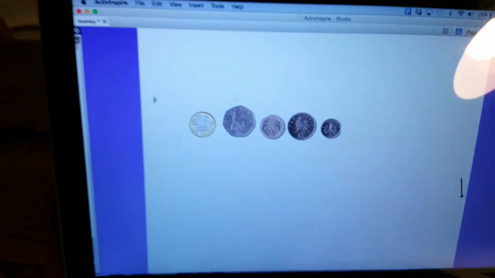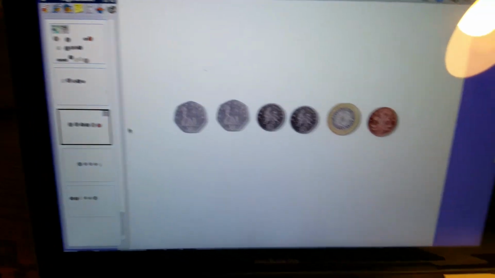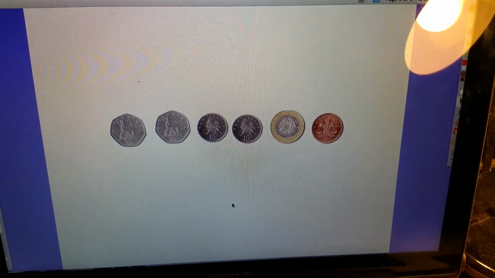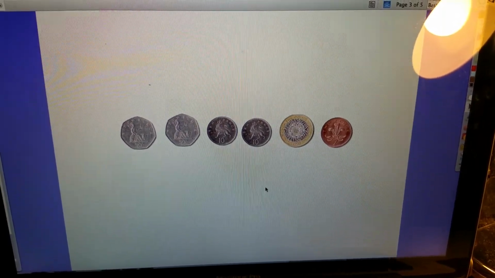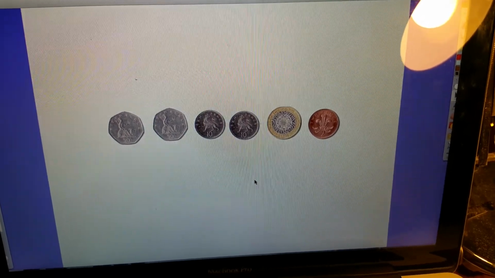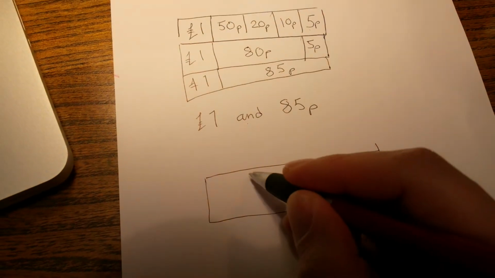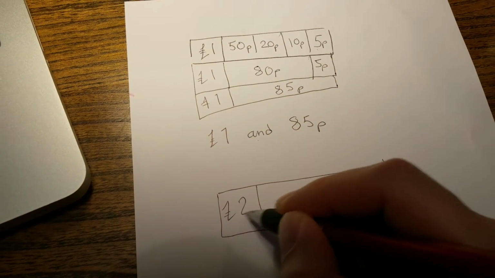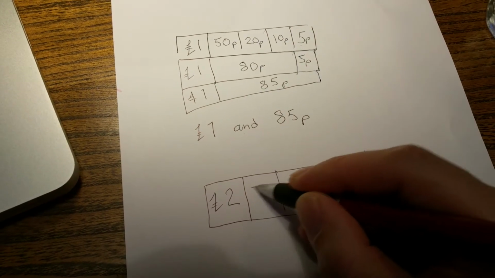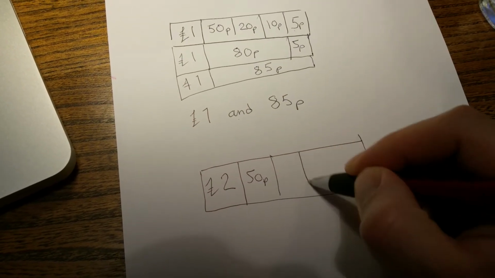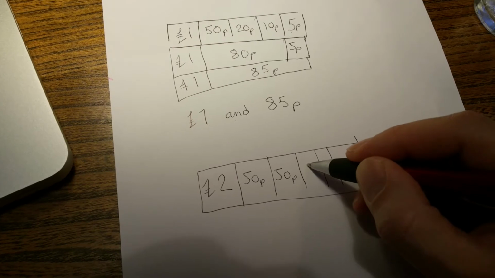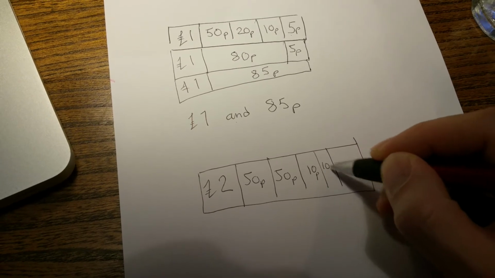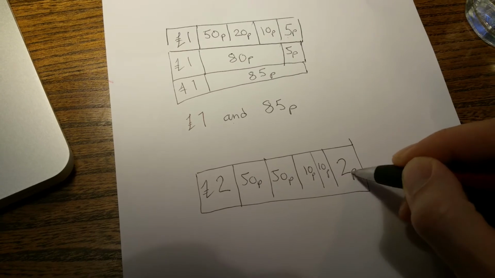Okay, so let's see if we can do this one. Okay, right. Try and sort these coins from highest to lowest. Okay, hopefully you would have got the highest value coin is £2. Then we have a 50p, another 50p, and 2 10p's, and a 2p piece at the end.